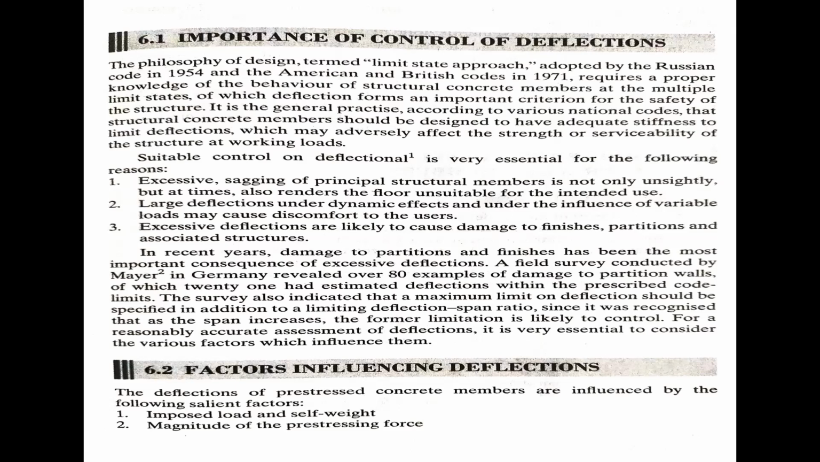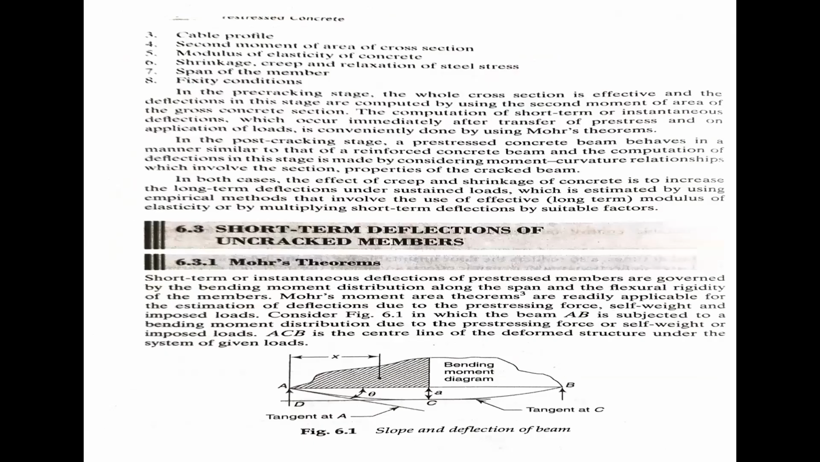Applying prestressing force, by any system, pre-tensioning or post-tensioning, influences the deflection. That is the second factor, and the third one, cable profile, also influences the deflection. The second moment of area of cross section is another factor influencing the deflection, and the modulus of elasticity of concrete, Ec, is also a factor influencing the deflection.